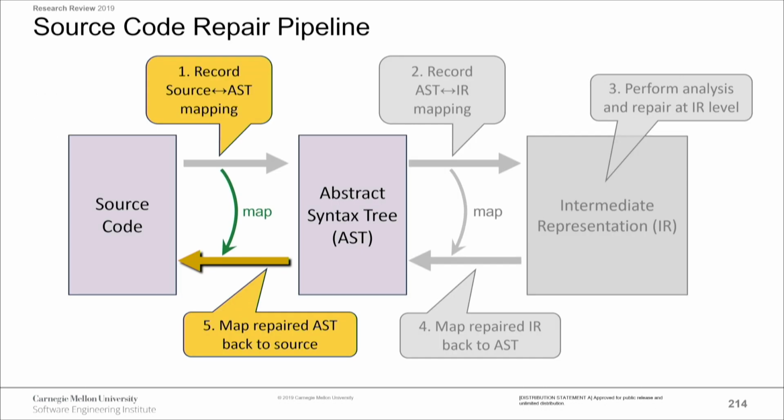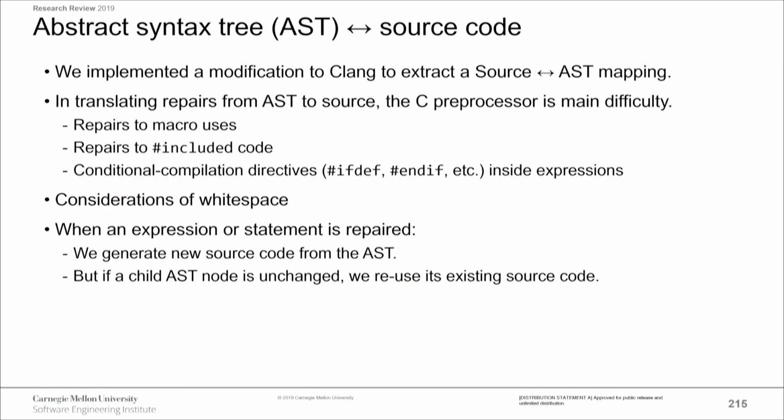Now I would like to talk briefly more about step 5, of how we take the repaired AST and convert it back to original source code. We implemented a modification to Clang to extract the source AST mapping, and we use that mapping to translate the repairs done at the AST level back to the source code level. In doing so, the C preprocessor is our main source of difficulty.